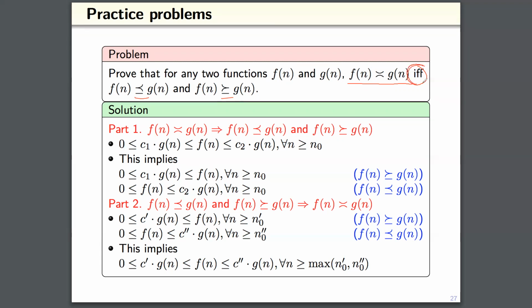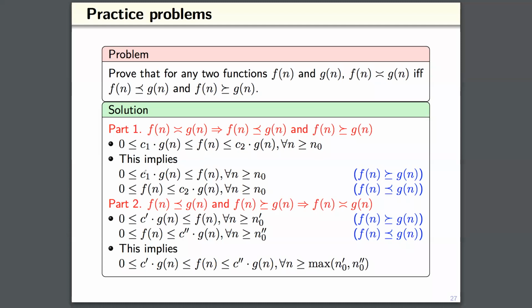So whenever you see if and only if, that is, prove that A if and only if B, then there are two parts. If A, then prove B. If B, then prove A, right? Part one, part two. So we have two parts here as well, right? So if f is equal to g of n, then f is less than or equal to g of n, and f is greater than or equal to g of n. Part two, if f of n is less than or equal to g of n, and f of n is greater than or equal to g of n, that implies f of n is equal to g of n. Okay, asymptotic.